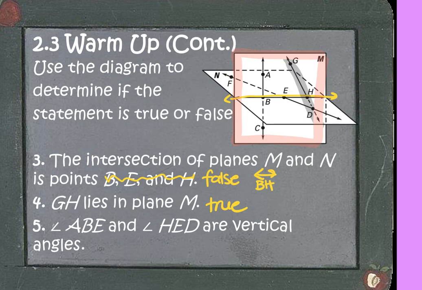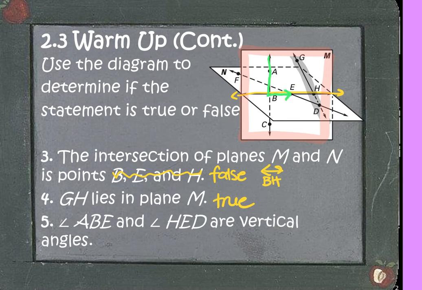And then 5 says ABE, which is this angle here, is a vertical angle to HED. True or false, Sophia? False. False. Okay, the vertical angle to ABE would be this angle here. And the vertical angle to HED would be BEF, if you wanted to give a vertical angle. They do not make an X, right, which is why they're not vertical angles.